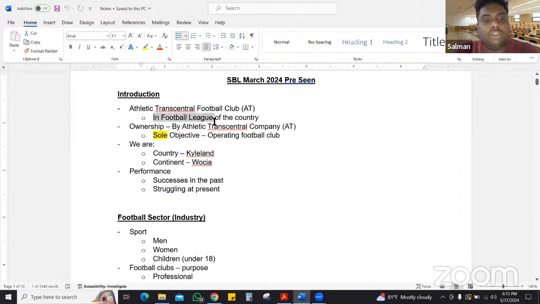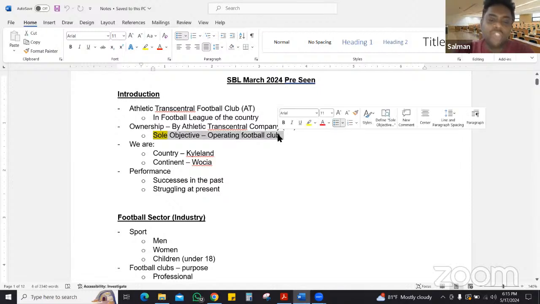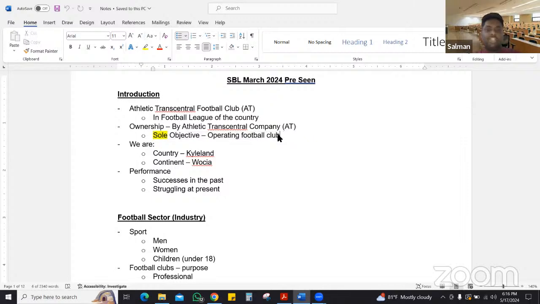So AT is a football club that is active in the football league of the country of Thailand. It's owned by the AT company, Athletic Transcentral Company, same name, but it's a company. And this company's sole objective is to operate the football club. So it's owned by AT company. AT company's only objective is to run the football club. So the football club is not one of their projects. It's the only project. So the company was created solely for the football club. They don't have any other activities going on.